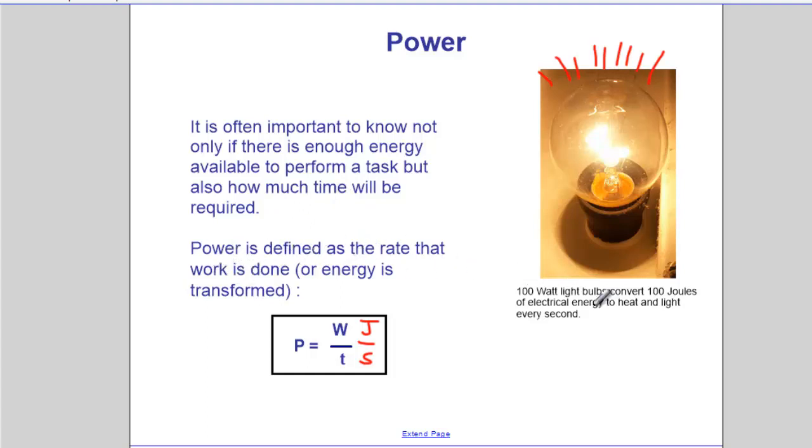energy is transformed. So a 100 watt light bulb will convert 100 joules of electrical energy into heat and light, primarily heat, every 1 second, and that's 100 watts.